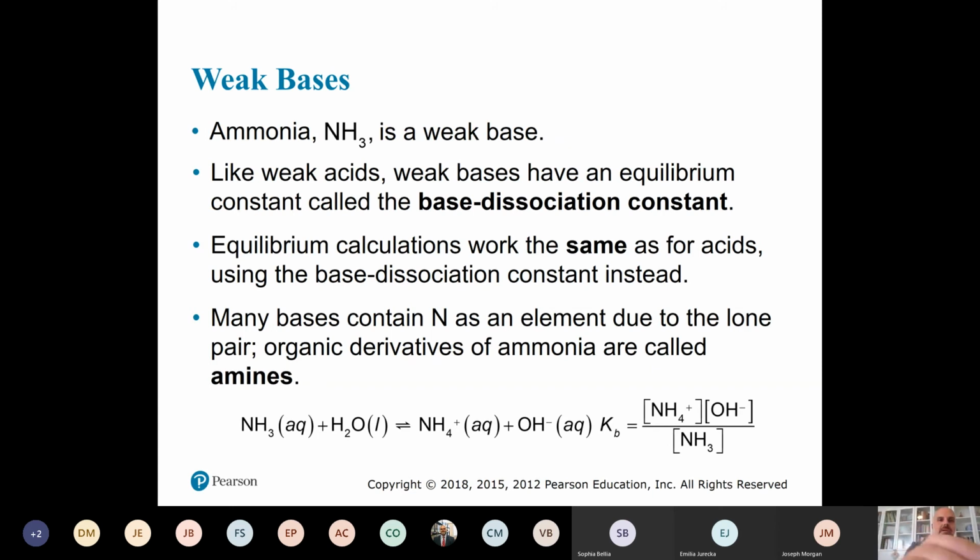ammonia, NH3, right? So if you draw NH3, you can see there's this lone pair that is present on ammonia. The lone pair that's present on ammonia is the basic function in the ammonia molecule. It's no different than when we looked at water, right?